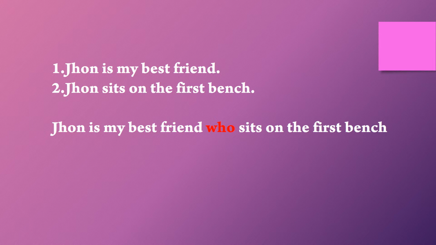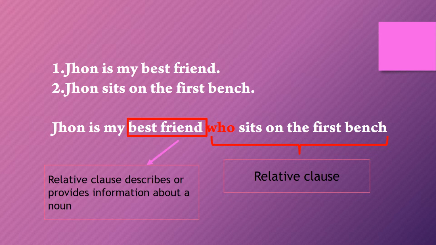The part of the sentence which starts with who, which, or that is called a relative clause. In this sentence, who sits on the first bench is the relative clause. And also, a relative clause describes or provides information about a noun. There are two types of relative clause: subject relative clause and object relative clause.